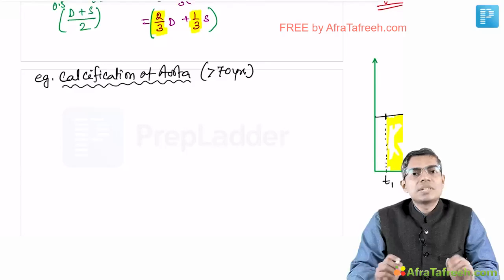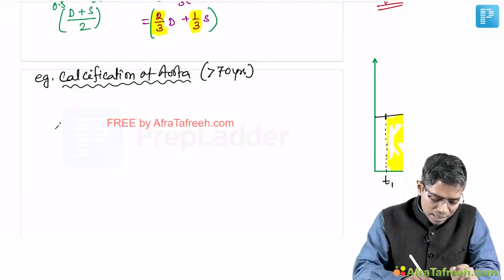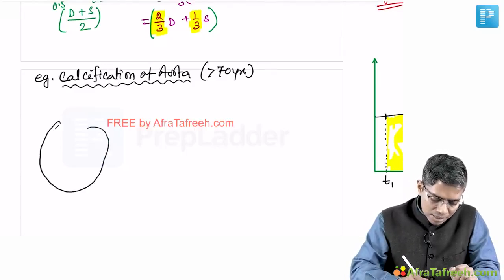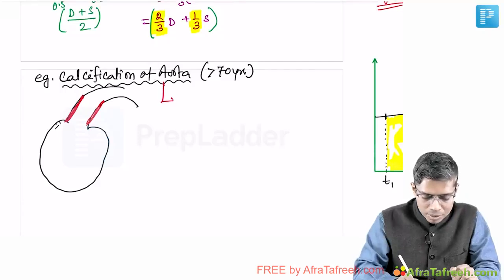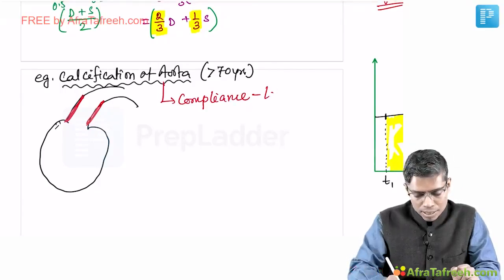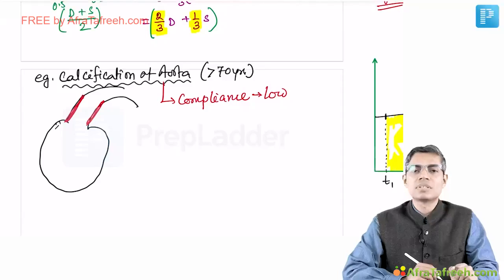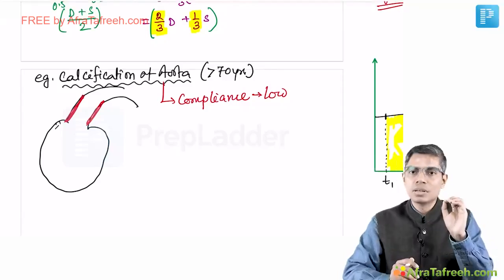So whenever this calcification of aorta is occurring, I can imagine a diagram like this, that this is the left ventricle and this is my arch of aorta. So there is calcification at the wall of this arch of aorta. Tell me what will happen to the compliance of the aorta in this condition. Is it low or high? Obviously the aorta becomes stiffer, so the compliance will be lower.